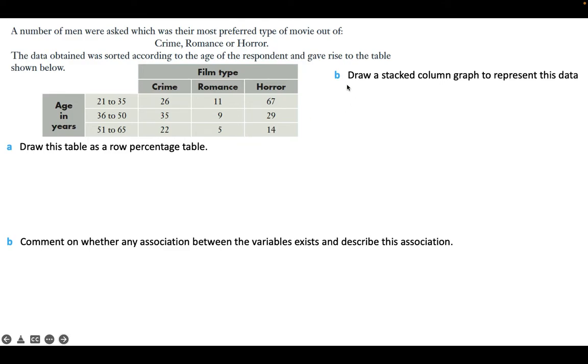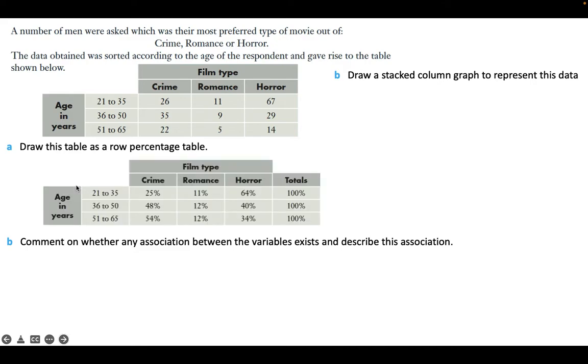So what I want you to do is draw a row percentage table. So that's what this looks like here. We're just totalising the percentages of all the different film types out of each age group. And we do that, remember, by calculating the proportion and then converting to a percentage of each of these categories out of a total of each age group.